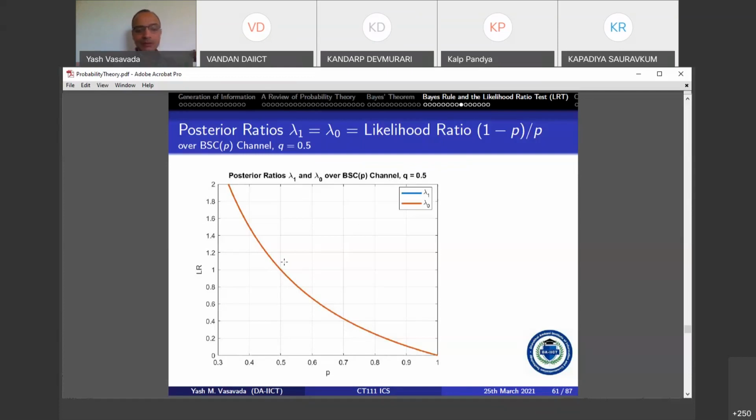Okay, so that is one observation. Let us look at some other observations. I want you to look at the value of lambda 1 and lambda 0 when p is equal to 0.4. Those values are roughly about 1.5, right? If I look at the value of this curve at p equal to 0.4, it is about 1.5.